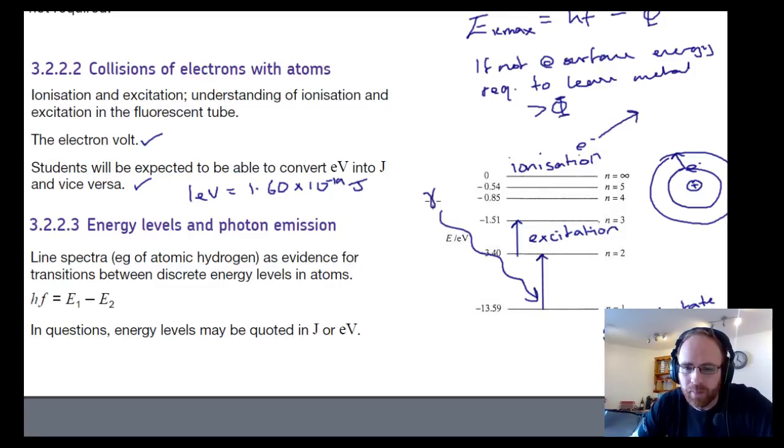So it could be a photon that collides with the electron and is absorbed, so we get one-to-one interactions between photons and electrons, is absorbed and then moves up to another energy level. Or it could be another electron which comes in and collides with an electron. So some of the kinetic energy of this gets transferred to the energy of the atom, the electron which is bound to the atom.